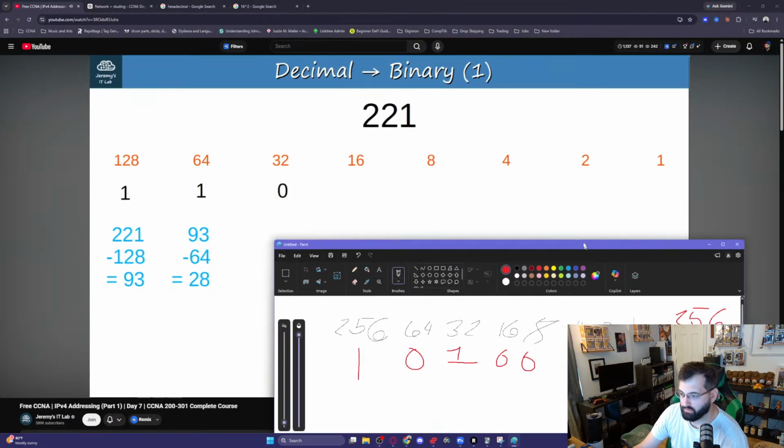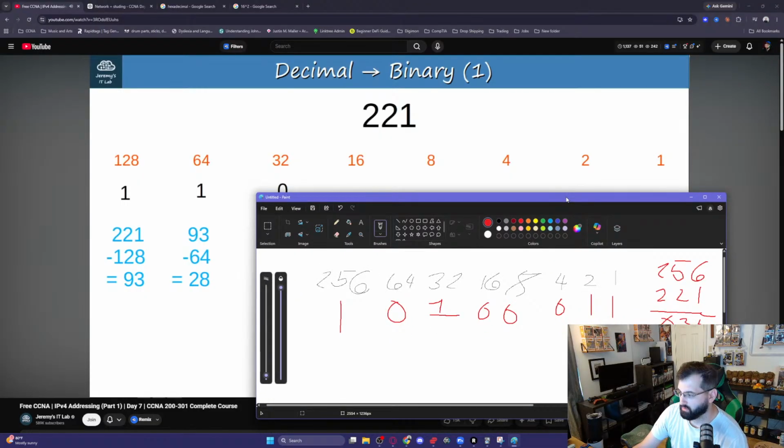Next, 16 is smaller than 28, so let's subtract 16 from 28.